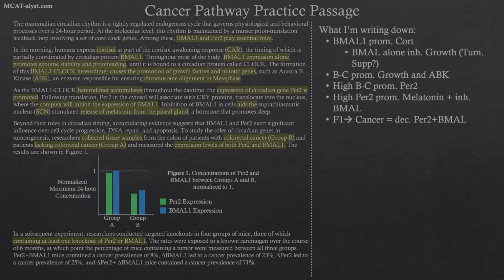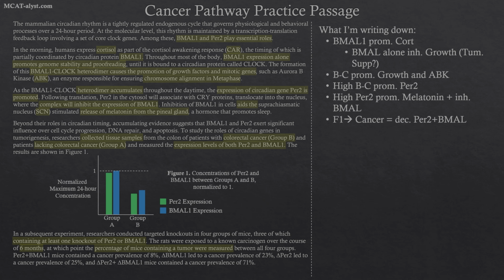The rates, I think that's supposed to be rats. That's definitely supposed to be rats. I'll probably fix that here in a second. The rats were exposed to a known carcinogen over the course of 6 months. Maybe that number is going to be important later. At which point, the percentage of mice containing a tumor were measured between all 4 groups. So they're just basically trying to figure out how much cancer did each of these groups have.